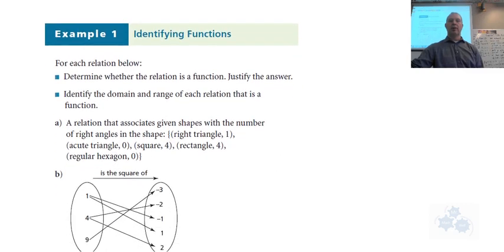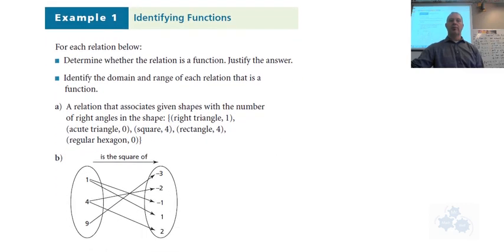Let's do an example here, okay? For each relation below, determine whether the relation is a function and justify your answer. And identify the domain and the range of each relation that is a function. So in A, we're given a list of ordered pairs. Remember, one domain value goes only with one range value. Here's the relation. It associates given shapes with the number of right angles in the shape.